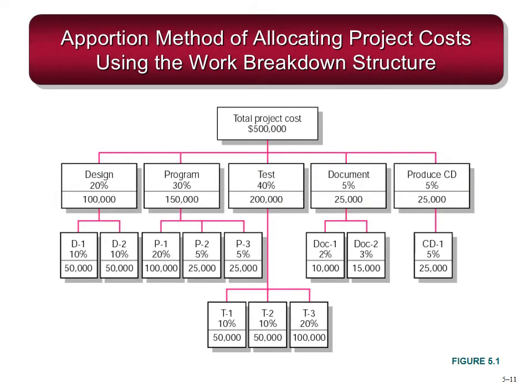So this is a typical example of the allocation method, where the project is divided into these 5 major tasks, and each of them has a specific percentage, like design, program, test, document, produce CD, and if you know the cost of each of those, the other can be determined.